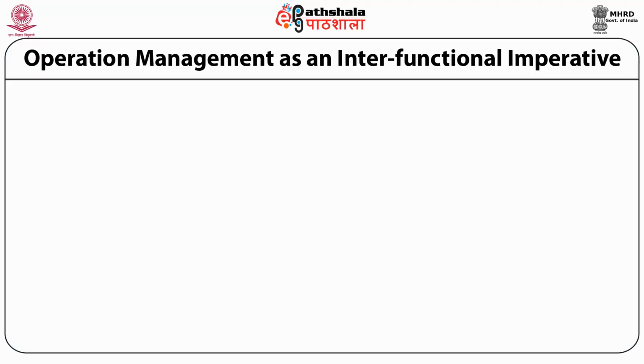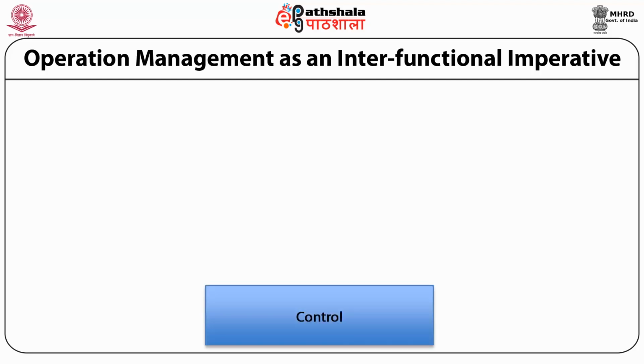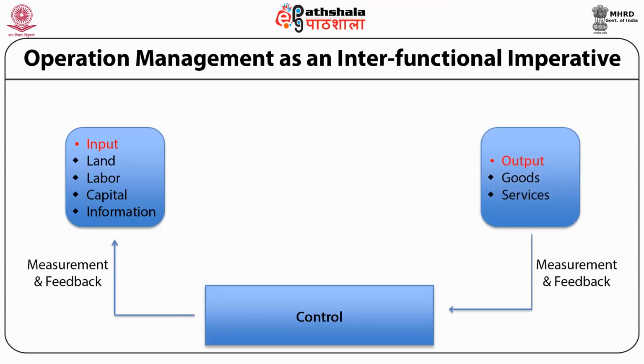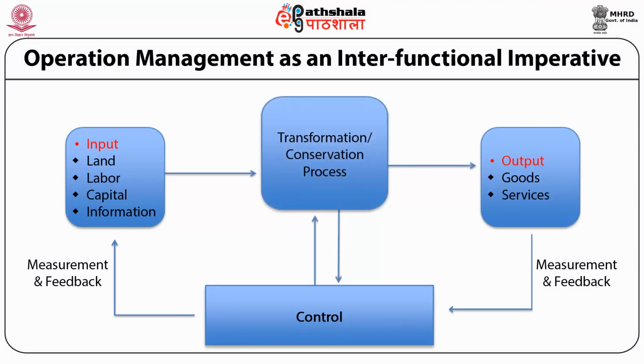The figure depicts the conversion system. We have three blocks which represent input, transformation and output, whereas control gives the interlinkage between input, transformation and output. Input includes land, labor, capital, information and technology, the factors of production. Output could be goods and services. Transformation is the intermediary process which converts input into output, whereas control is managed through measurements and feedback.